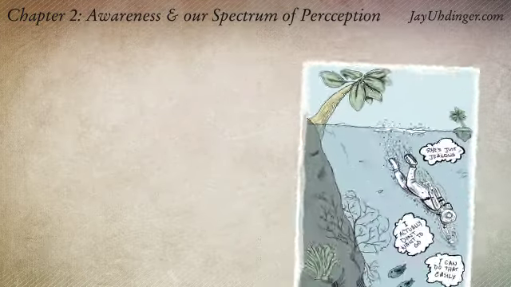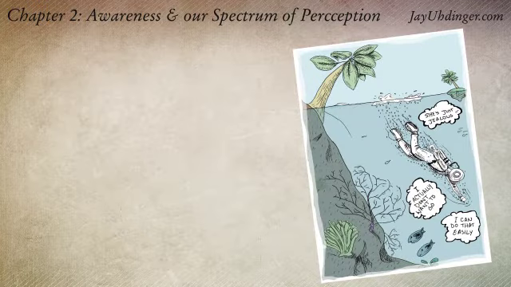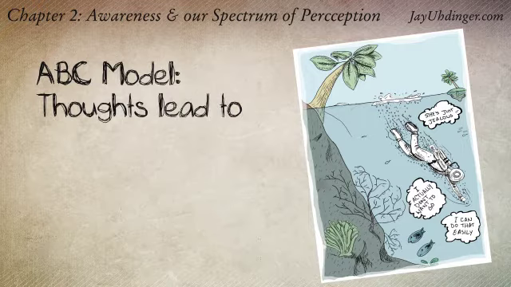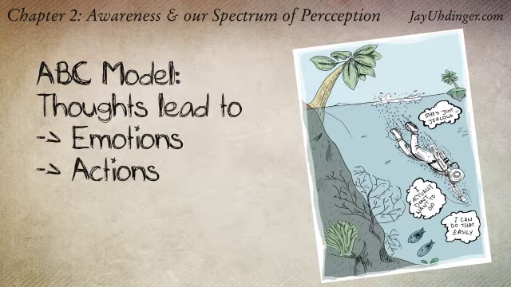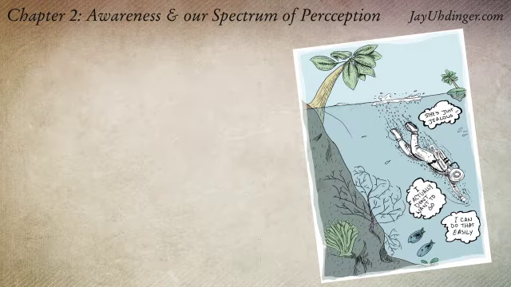In this lesson we will dive deeper into what goes on in your mind. In the last lesson you learned about the ABC model and how your thoughts lead to emotions and actions. In this lesson you will learn about awareness and perception. We have two kinds of perception.